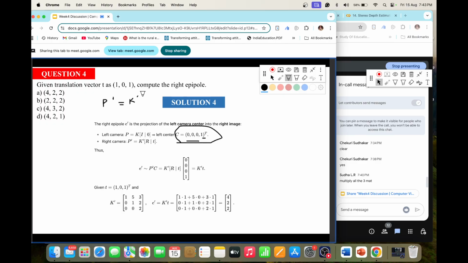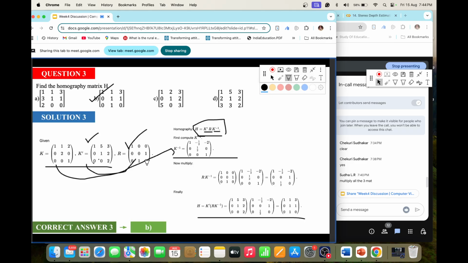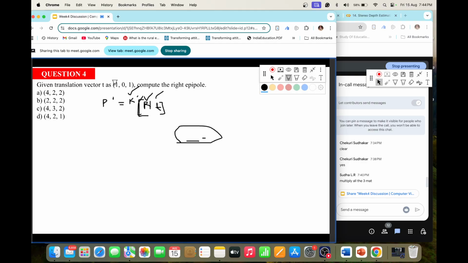[R|T], in square bracket. So this is P dash. We are given K dash, we are given R, we are given T. So the RT matrix we can form. What is the R matrix given? R is given as 1 0 0, 0 0 1, and 0 1 0. And T is also given. T is given as 1 0 1.